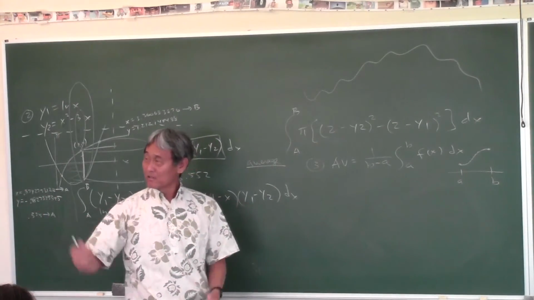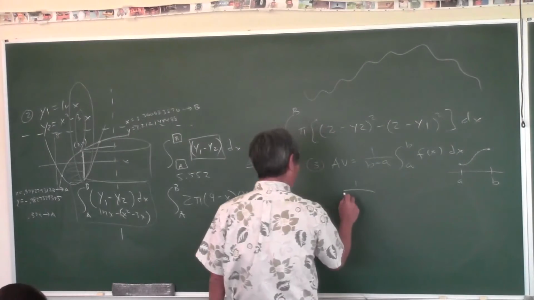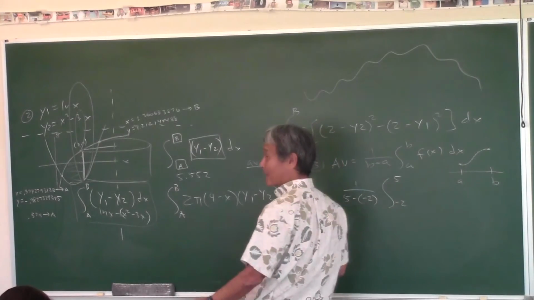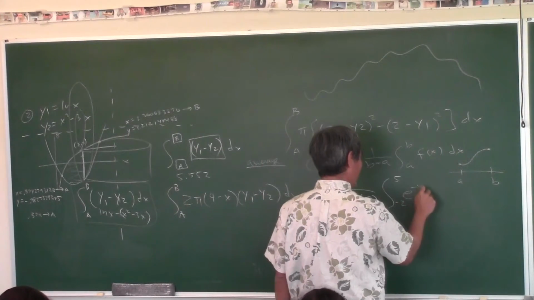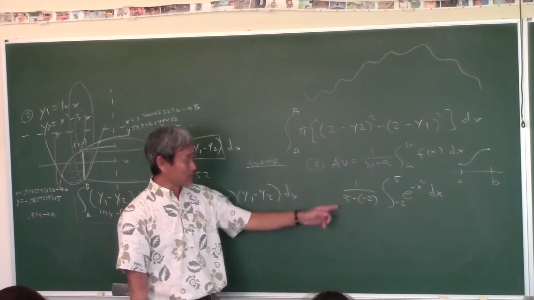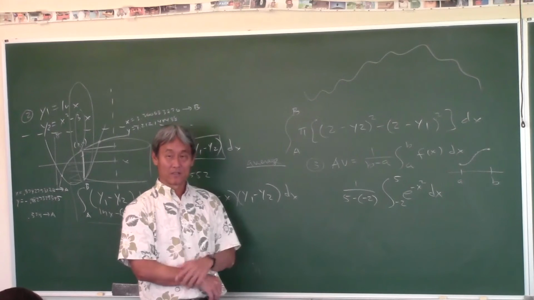Okay? So look how easy this problem is. 1 over b minus a, so 1 over 5 minus -2, integral from -2 to 5 of whatever the function is, e to the negative x squared dx. You got 3 points. You want the other 3 points, just punch it in on your calculator. It just gives you the average of all the y values.